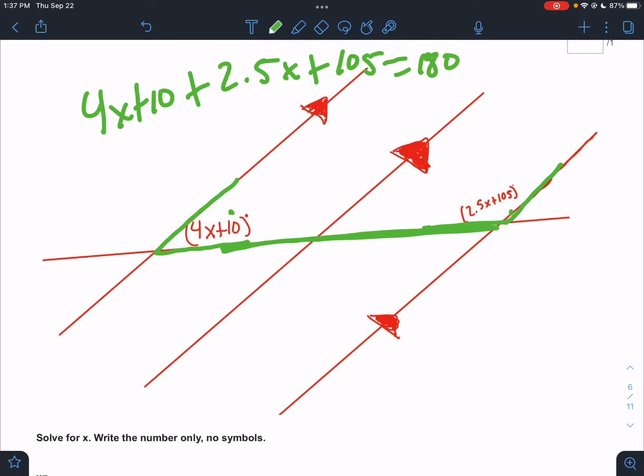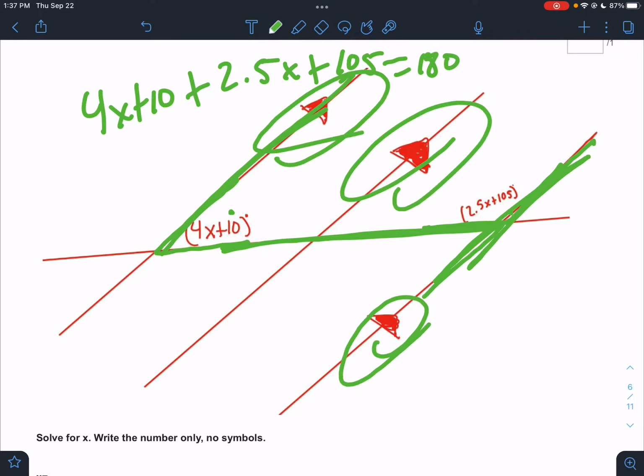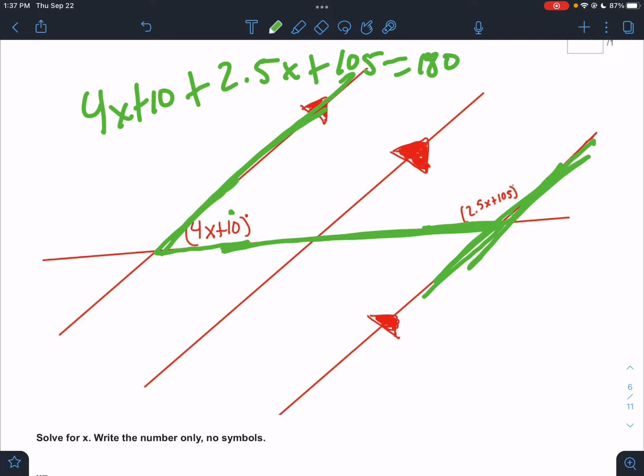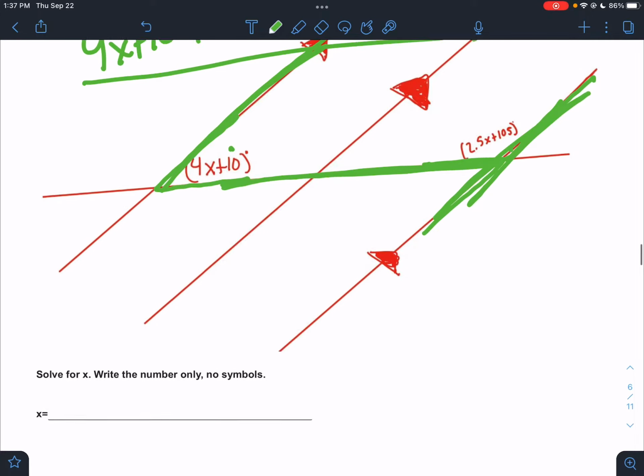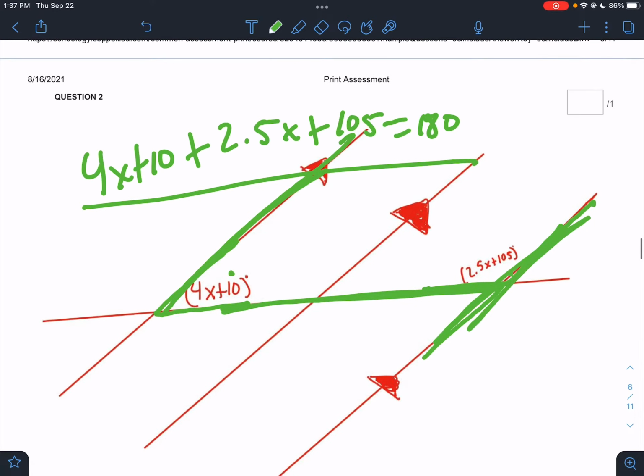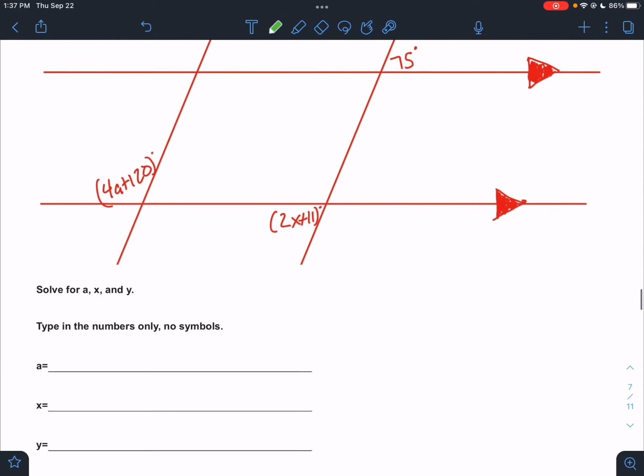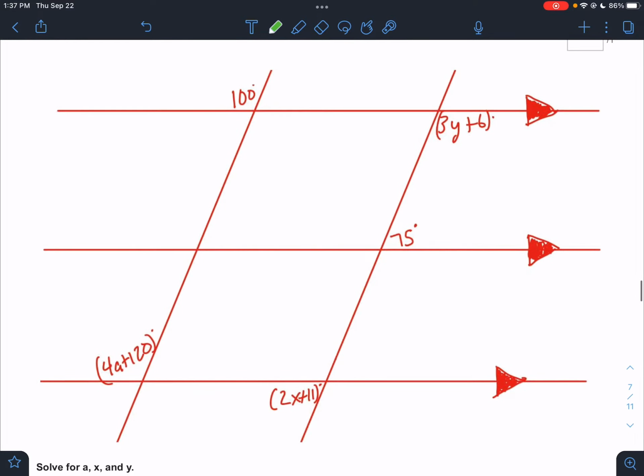Inside corners of the letter C, I got my parallel lines. That's what these little things mean. These are all parallel. So those are going to be supplementary angles. I'm not going to solve it for you. If I remember right, x equals 10. Yeah, x is going to be 10. But you got to be able to solve that. But those have to add up to 180. Okay, this one's a little bit trickier.